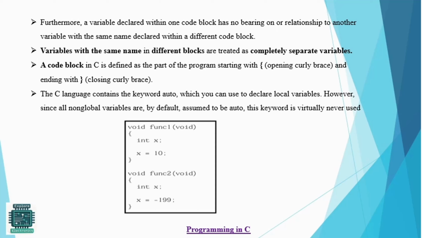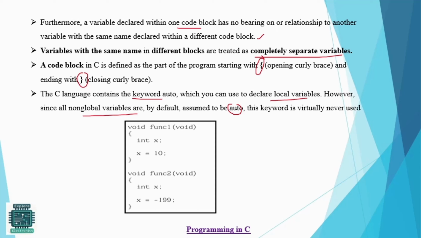Furthermore, a variable declared within one code block has no relationship to another block. Variables with the same name in different blocks are treated as completely separate variables. A code block in C is defined as the part of the program starting with an opening curly brace and ending with a closing curly brace. C language contains the keyword auto, which you can use to declare local variables. However, since non-global variables are by default assumed to be auto, while writing a program we won't mention the keyword auto.